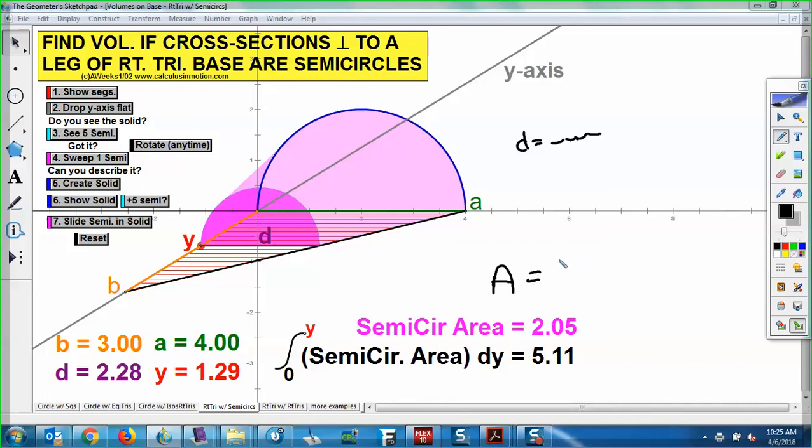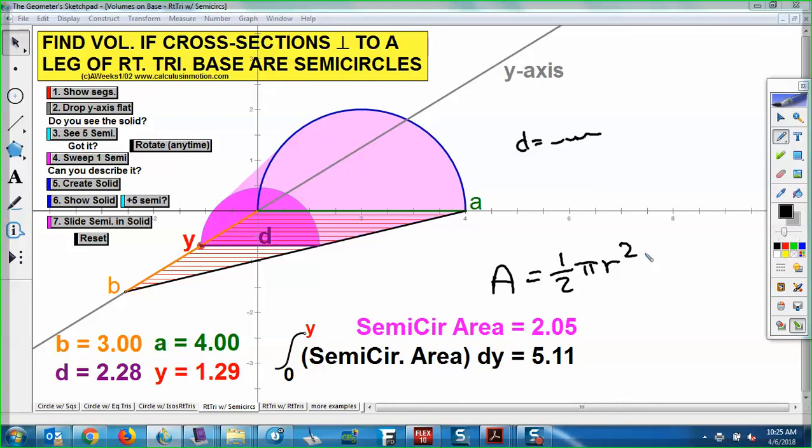What's the area of a semicircle? 1/2 pi r squared. Now, here's the problem. The area of a semicircle has an r in it, and our strip is going to be diameter. So how can we do that? Okay, we could divide it by 2.